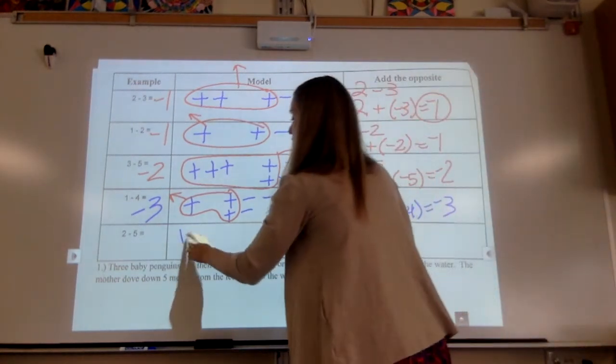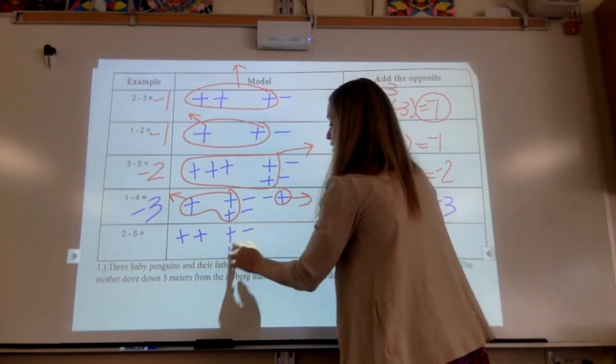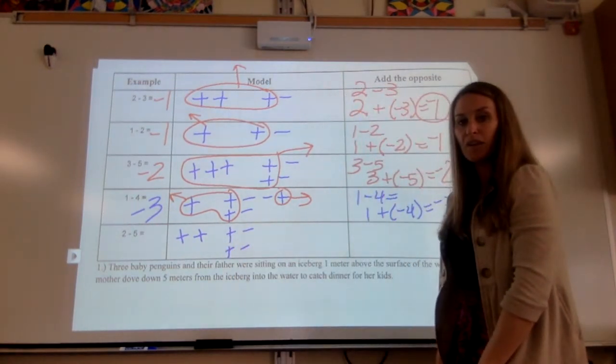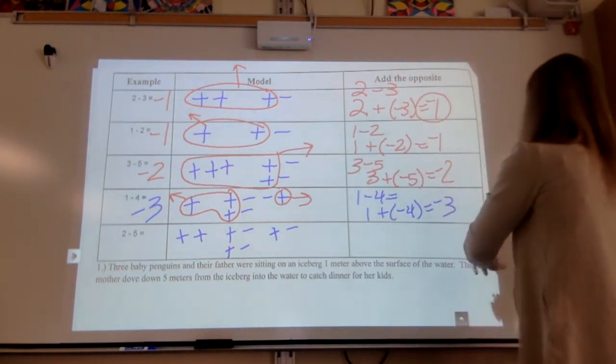Let's take a look at our last one. 2, take away 5. Well, I do not have 5 to take away. Is that enough? Did I bring in enough 0 pairs? Nope. I need to bring in 1 more. Now I've got 5 to take away.